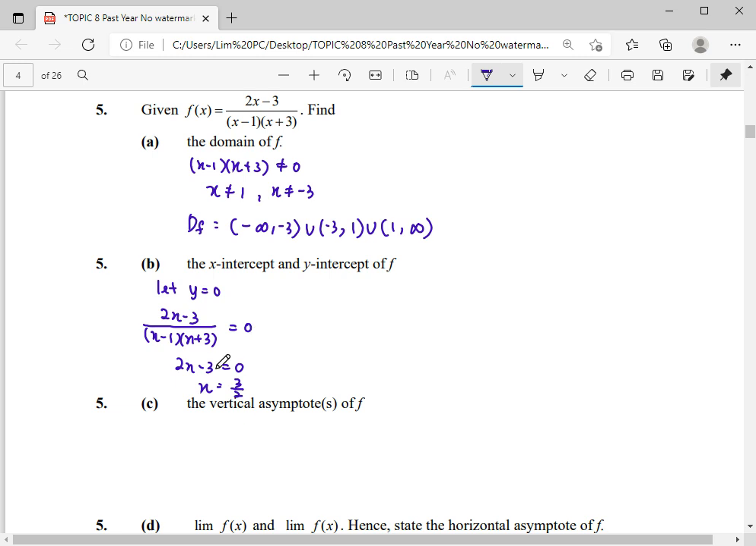Meanwhile, the y-intercept means it intersects the y-axis. When we intersect the y-axis, our x coordinate will be 0. When x equals 0, we substitute into our function here: minus 3, then 0 minus 1, and then 0 plus 3. So our y-intercept here will be positive 1.